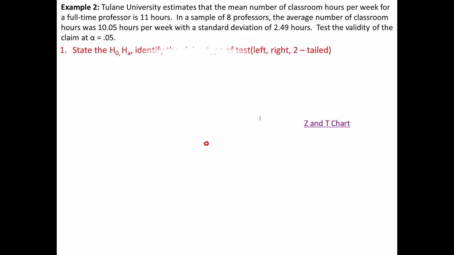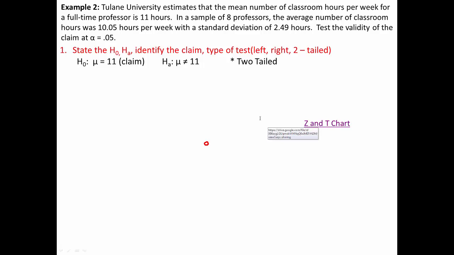So, step one. This is what everyone should have gotten, or else I have no comment. I don't want to be negative. That's not my way. Here we go. All right, so the claim is that the amount of hours that the professors have is equal to 11, so that makes it the null. Not equal, that makes it a two-tailed. And then we're checking at a level of significance of 5%.